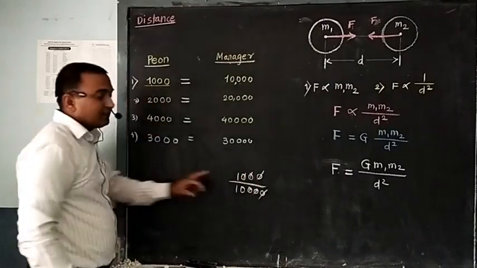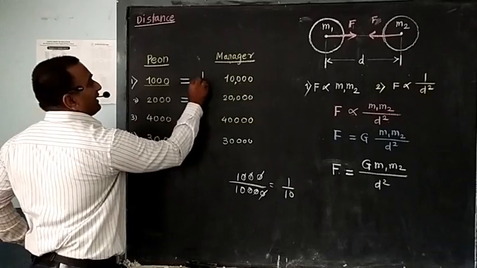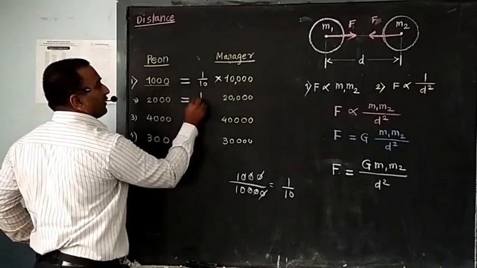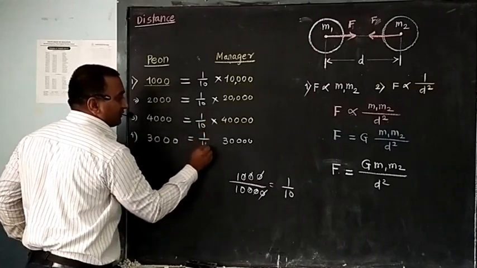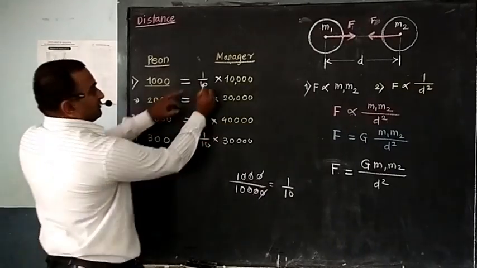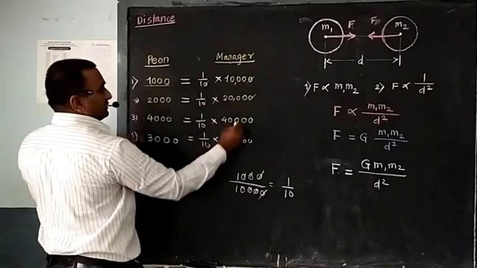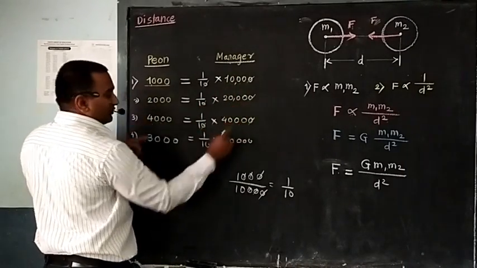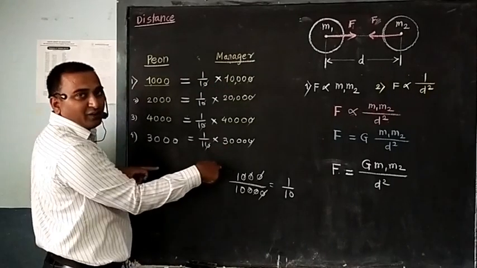So what is the thing we are getting here? We are getting 1 upon 10. If you are writing here 1 upon 10, 1 upon 10, 1 upon 10 and 1 upon 10. Now see, 1,000, 2,000, 4,000, 3,000. So are we getting the same values or not?